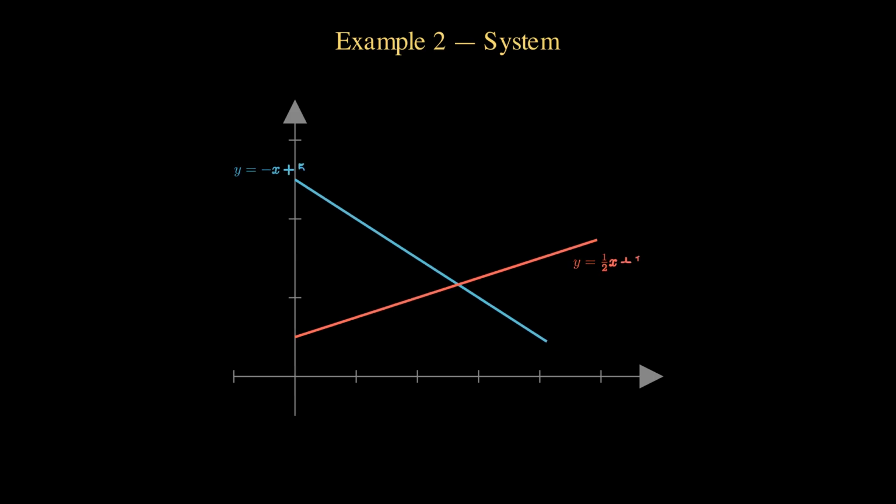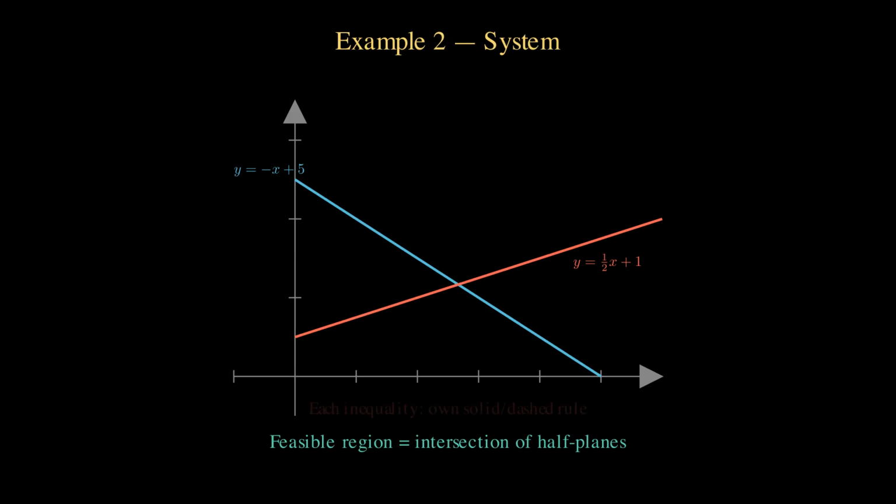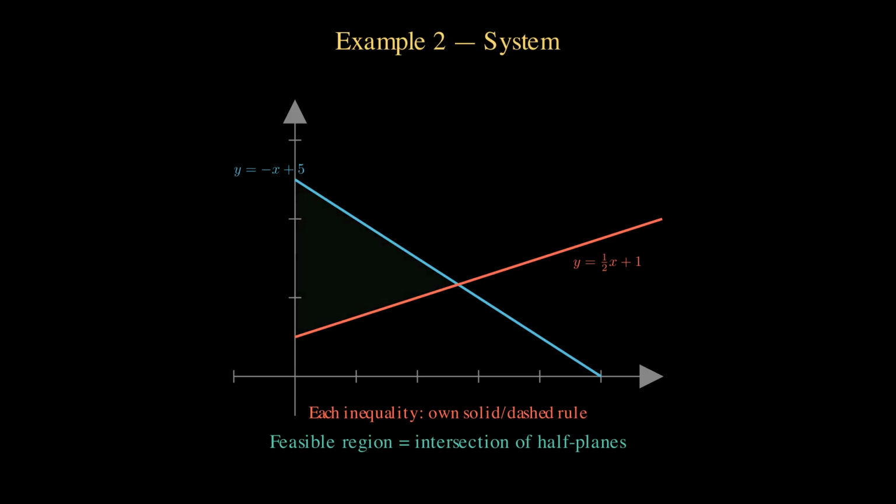Example 2, a system. Each inequality gives a half plane. The solution set is where they overlap, if they overlap at all. Picture one region below y equals negative x plus 5 and another region above y equals 1/2 x plus 1, depending on the inequalities you are given. Boundary lines can be solid or dashed independently for each inequality, depending on whether equality is allowed in that line's inequality. On the SAT, you often shade the overlap on the figure they provide. The key is consistency. Every inequality must be satisfied at the same time.